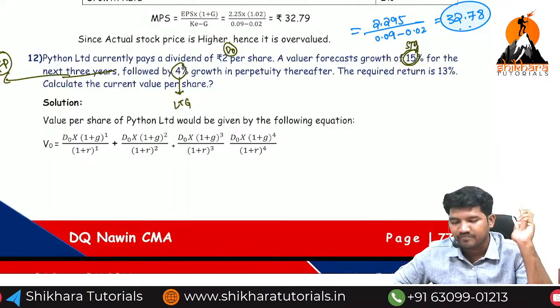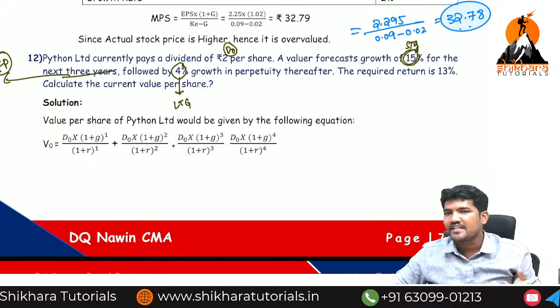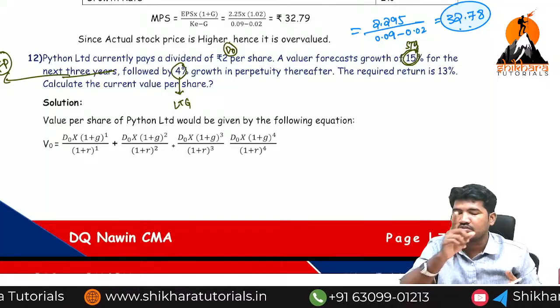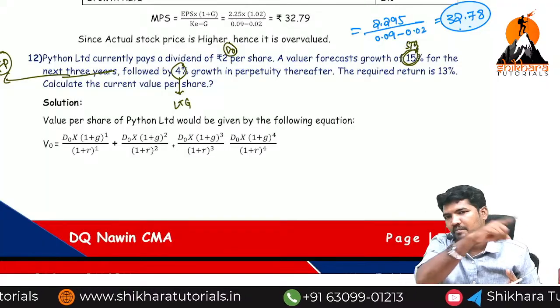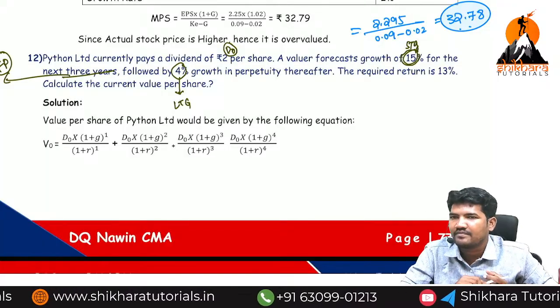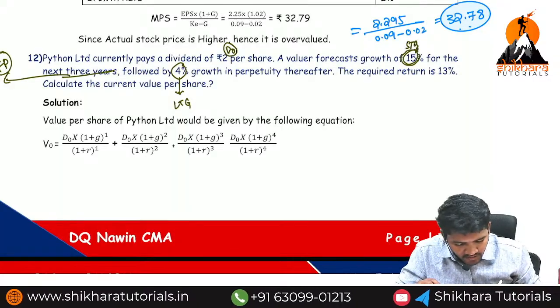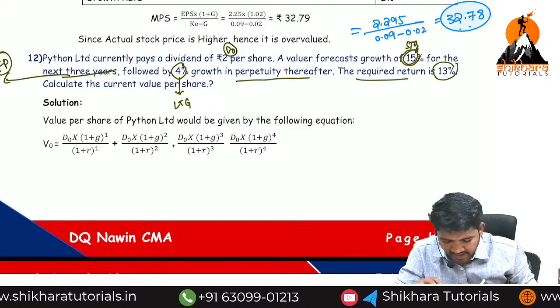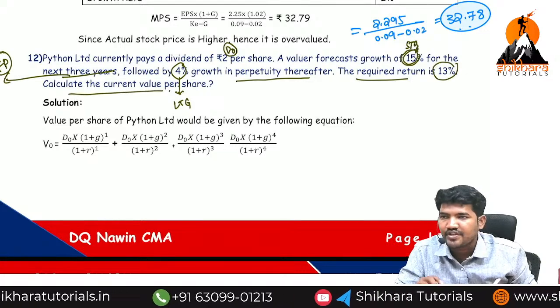Guys, clear? Okay. So based on that, which model is it? Perpetual plus terminal value, or forecasted plus perpetual value calculation. Clear? Done. The perpetual thereafter. The required return is 13%. Calculate the current value per share. Okay.